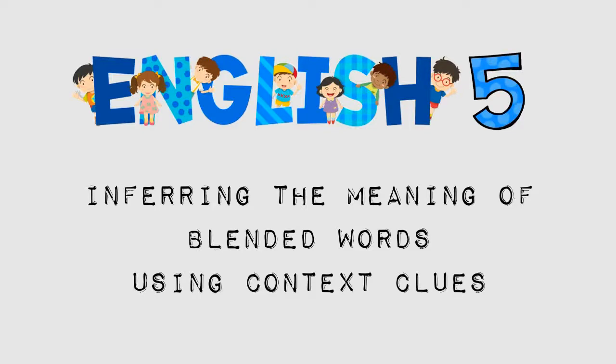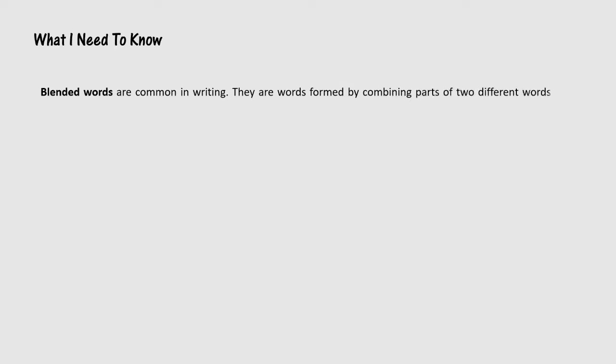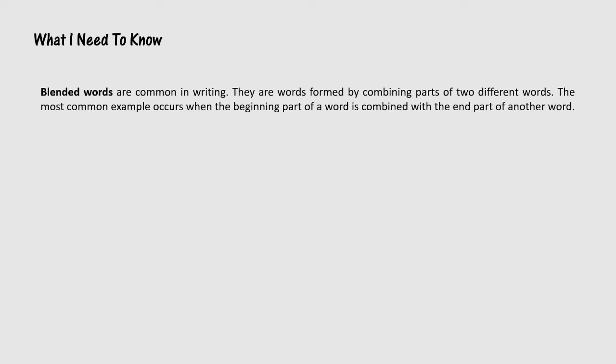Good day! Our topic for today is about inferring the meaning of blended words using the context clue. Blended words are common in writing. They are words formed by combining parts of two different words. The most common example occurs when the beginning part of a word is combined with the end part of another word. For example, sweep plus wipe equals swipe. Smoke plus fog equals smog.